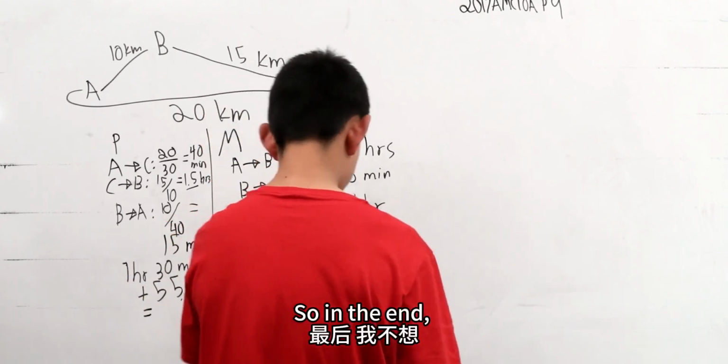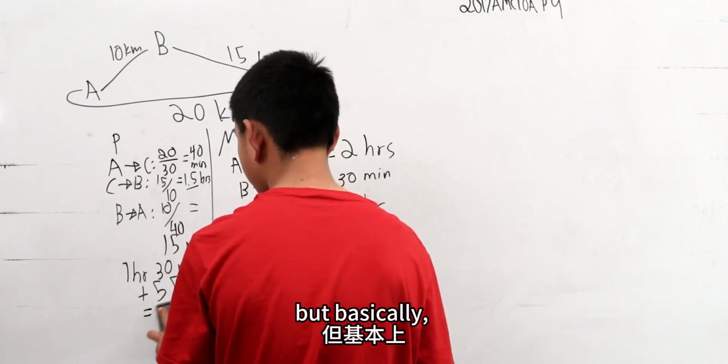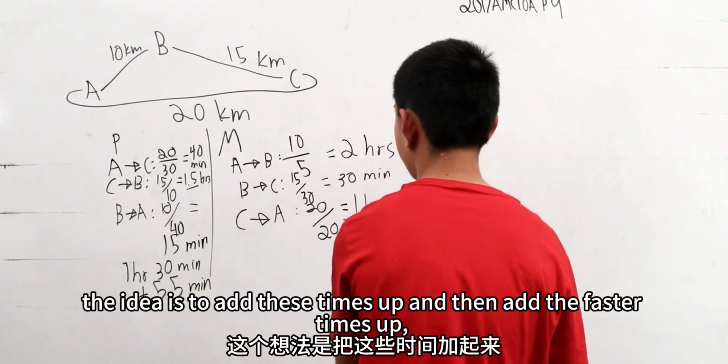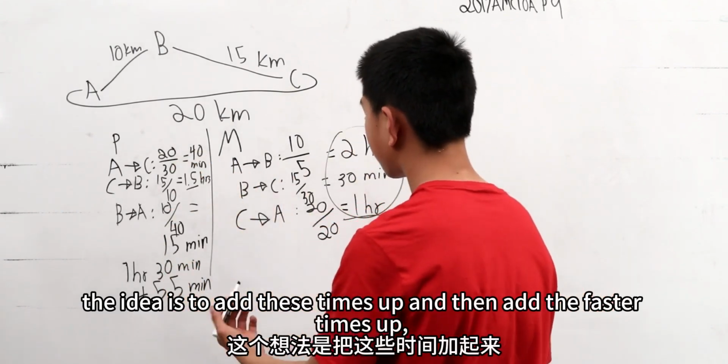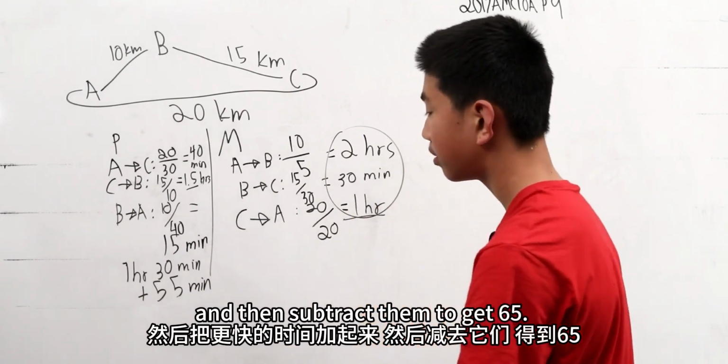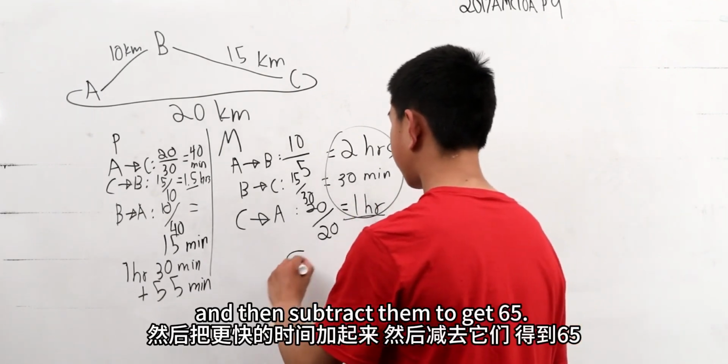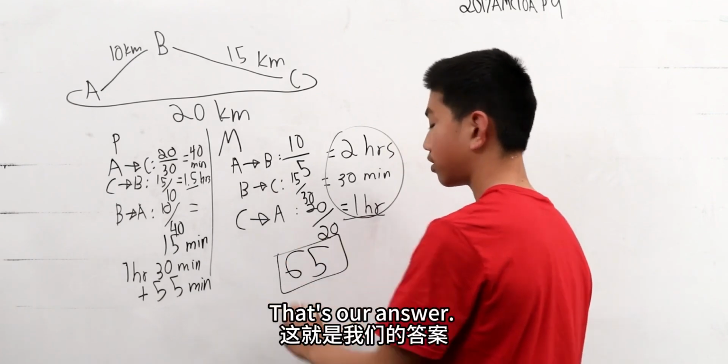So in the end, the basic idea is to add these times up, and then add the faster times up, and then subtract them to get 65. That's our answer.